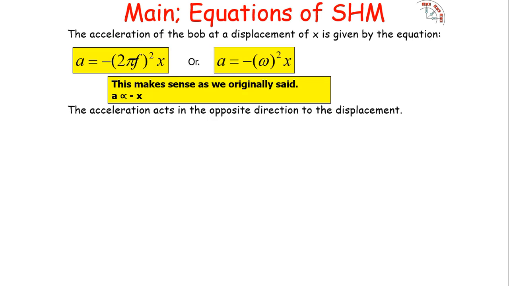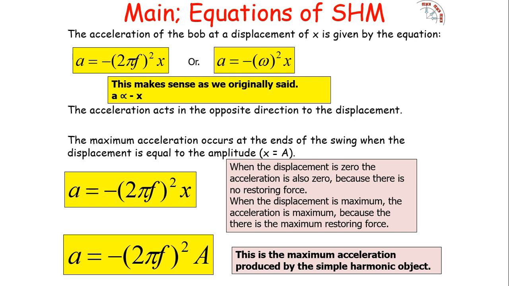So the acceleration of the bob of an oscillator at displacement x is given by the equation a equals minus 2 pi f, or omega, squared x, which makes sense because we originally said that for simple harmonic motion we need the relationship acceleration is directly proportional to negative displacement, so the acceleration acts in the opposite direction to displacement.